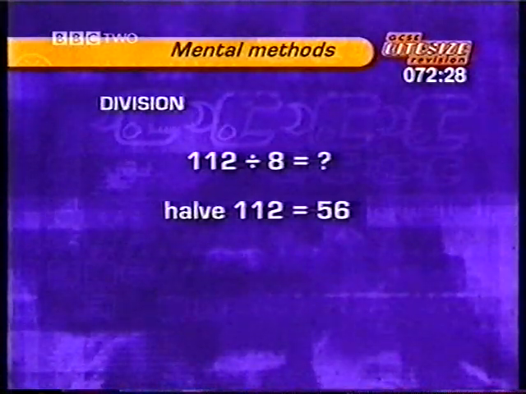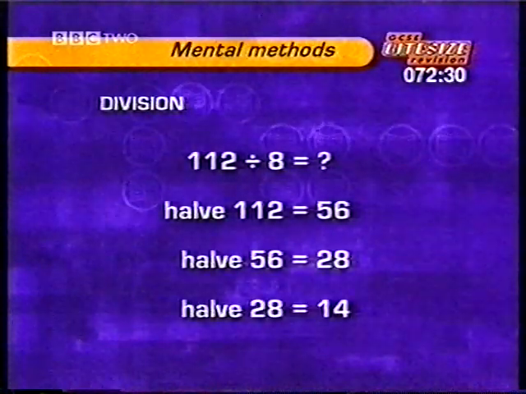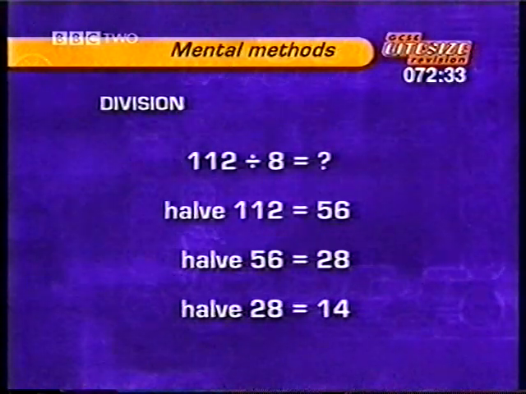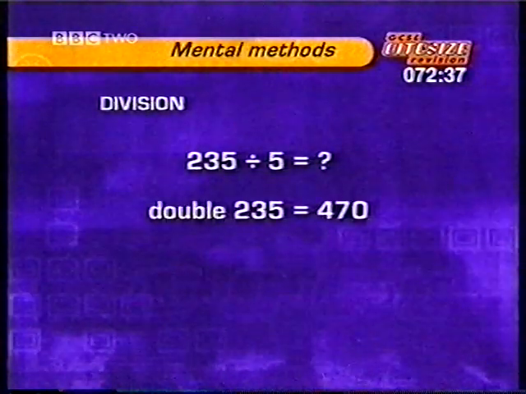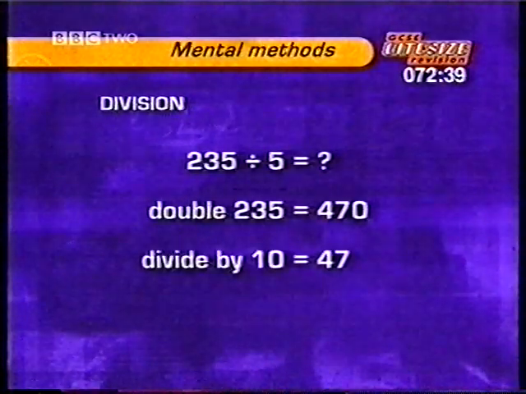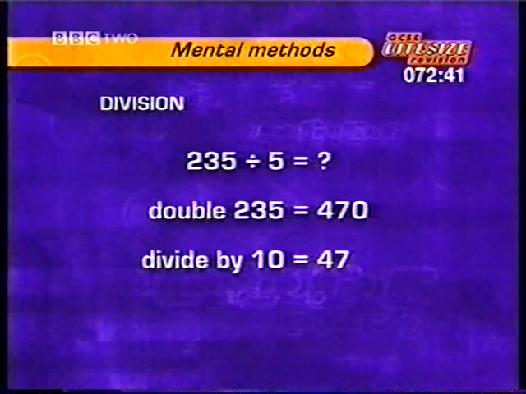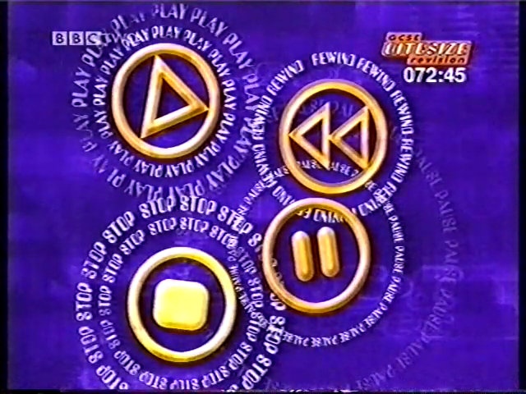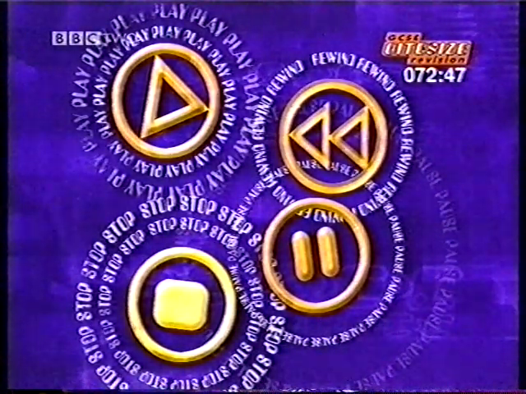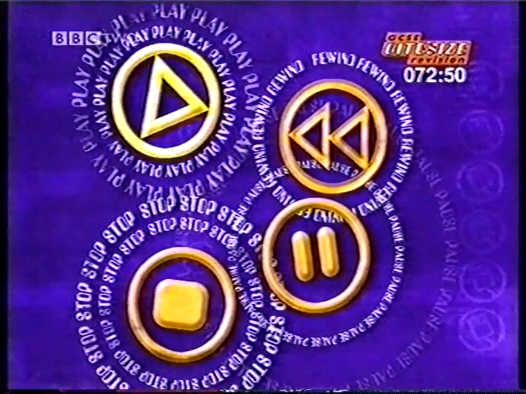So 112 divided by 8 is half of 112, that's 56. Halved again, that's 28, and halved again to give the answer 14. 235 divided by 5 is 235 doubled, 470, divided by 10, which is 47. That's the end of the section on mental methods.